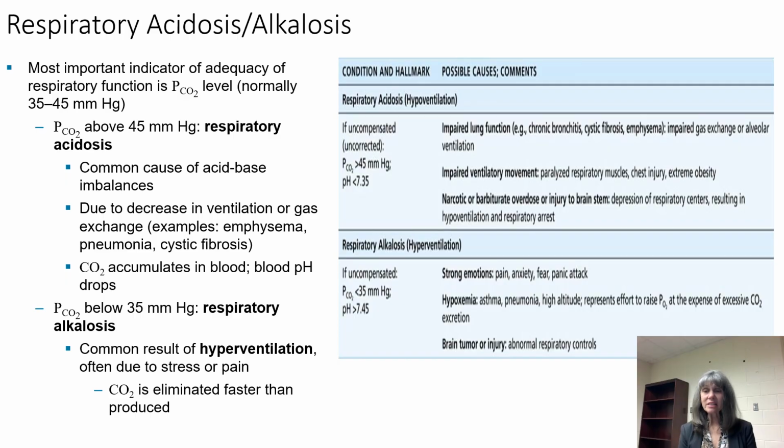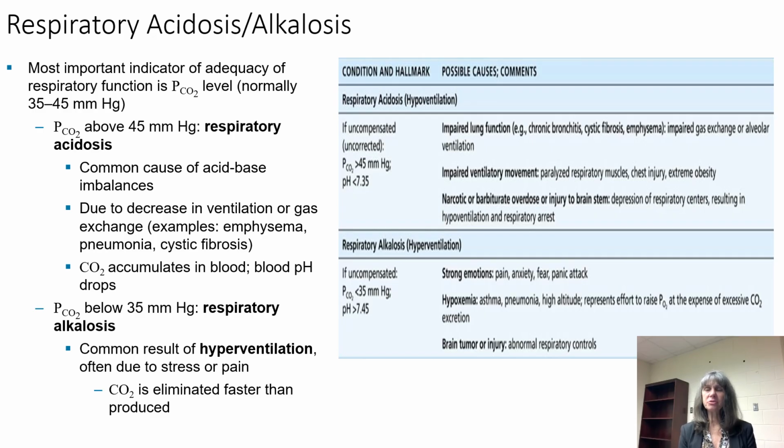When it comes specifically to respiratory acidosis or alkalosis, the most important indicator for adequate respiratory function is the measurement of partial pressure of carbon dioxide in the blood. It is normally measured between 35 and 45 millimeters of mercury. If partial pressure of carbon dioxide goes above 45 millimeters of mercury, that normally indicates respiratory acidosis, because remember, more carbon dioxide is acidic. So it is the most common cause of acid-base imbalance.